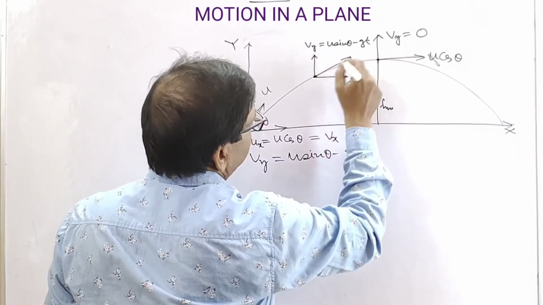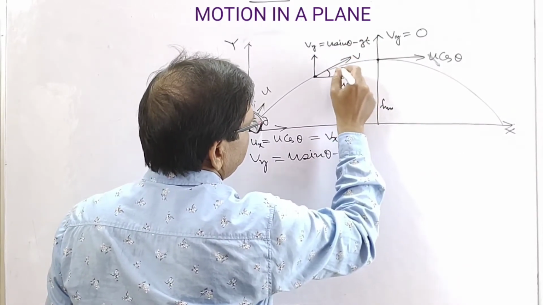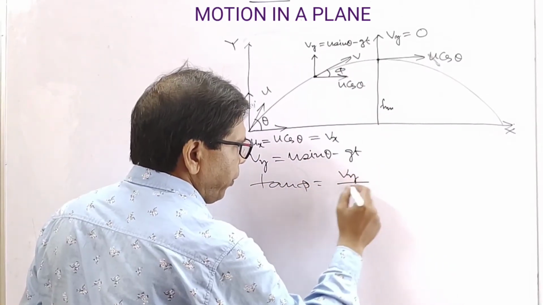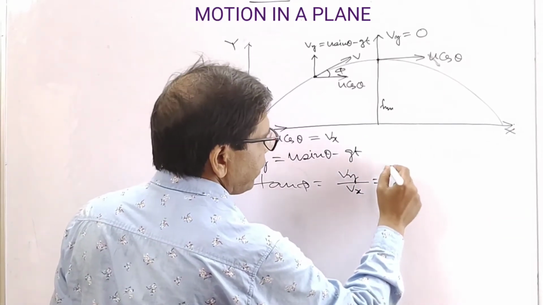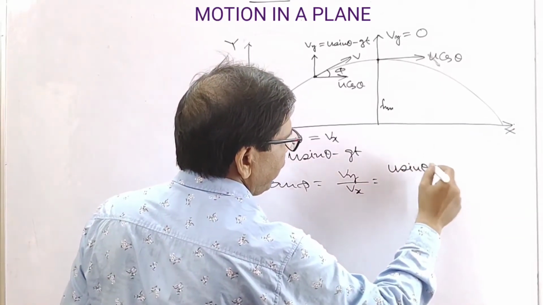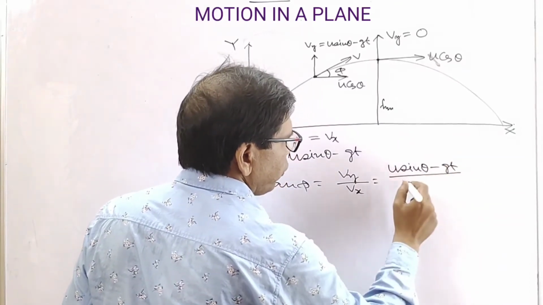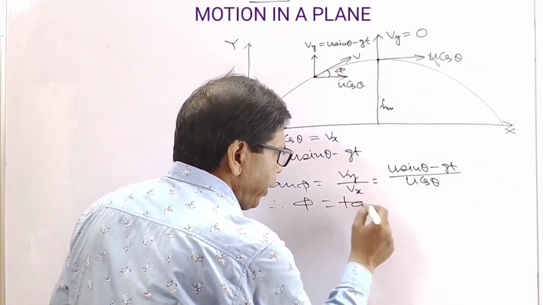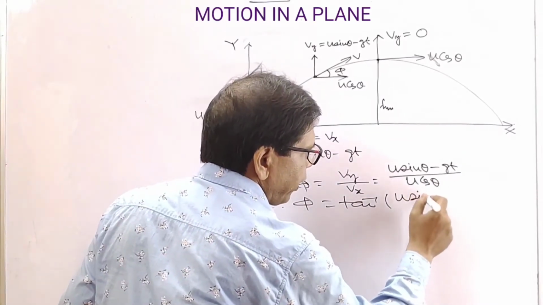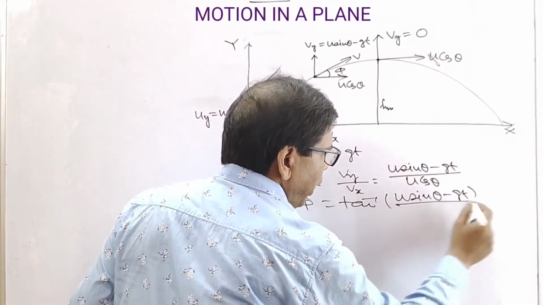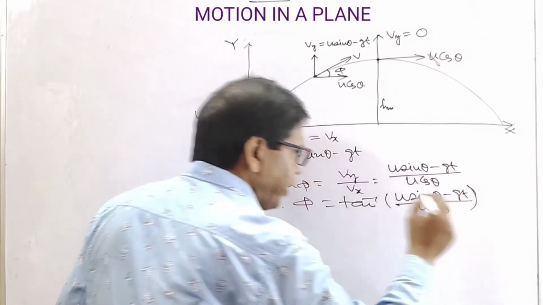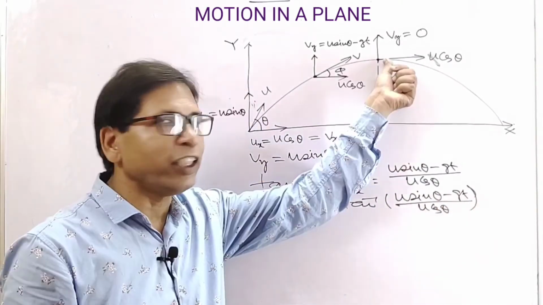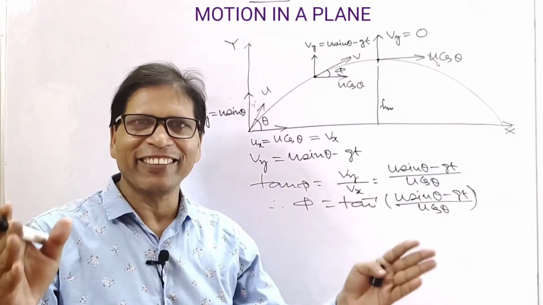So the angle made by the velocity vector, this is phi. So tan phi is equal to vy divided by vx. So this is u sin theta minus gt divided by u cos theta. Therefore phi equals tan inverse of (u sin theta minus gt) by u cos theta, which is the instantaneous angle made by the velocity vector at any instant t. At the top point, phi equals 0 degree.